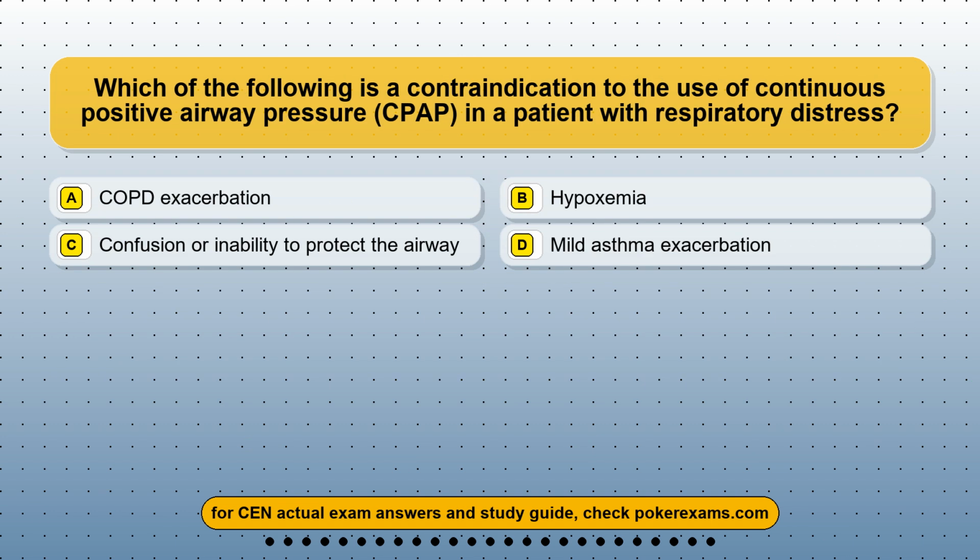Question 16. Which of the following is a contraindication to the use of continuous positive airway pressure, CPAP, in a patient with respiratory distress? Option A, COPD exacerbation. Option B, hypoxemia. Option C, confusion or inability to protect the airway. Option D, mild asthma exacerbation.